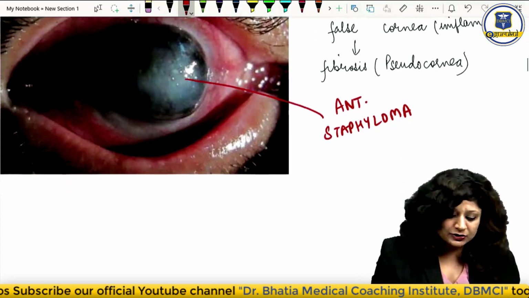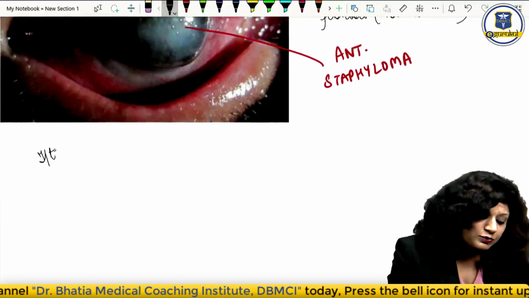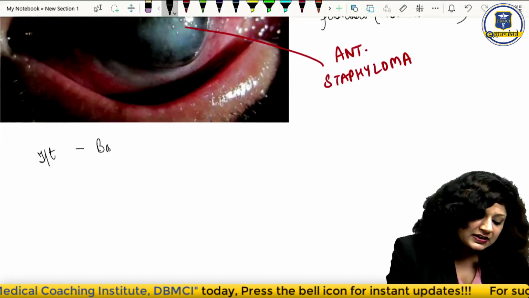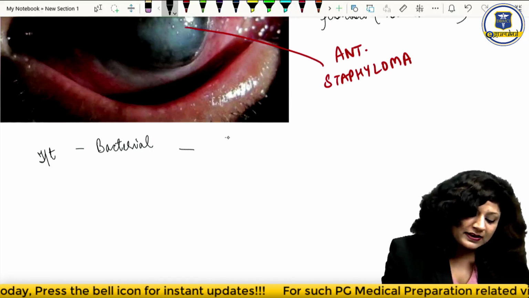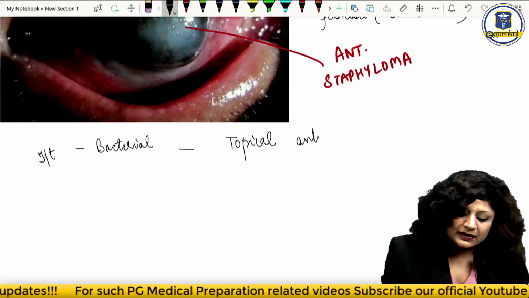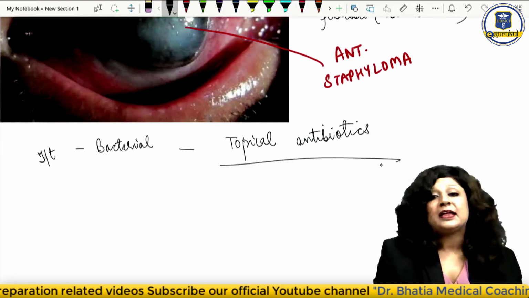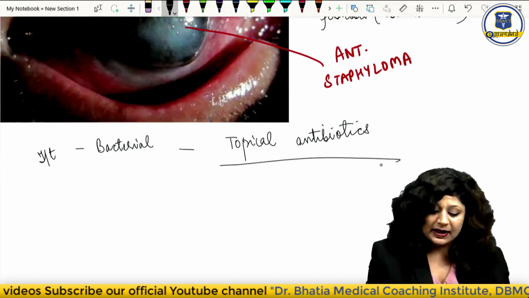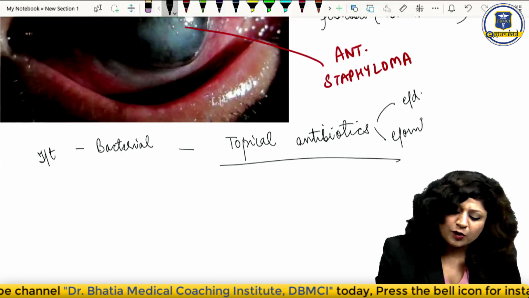Now, talking about the treatment. What will be the treatment? In the bacterial corneal ulcer, I have to basically give antibiotics. Mainly, we give topical antibiotics. Now, you have to be very clear here. Mainly, we give these topical antibiotics in the eye drop form as well as the eye ointment form.